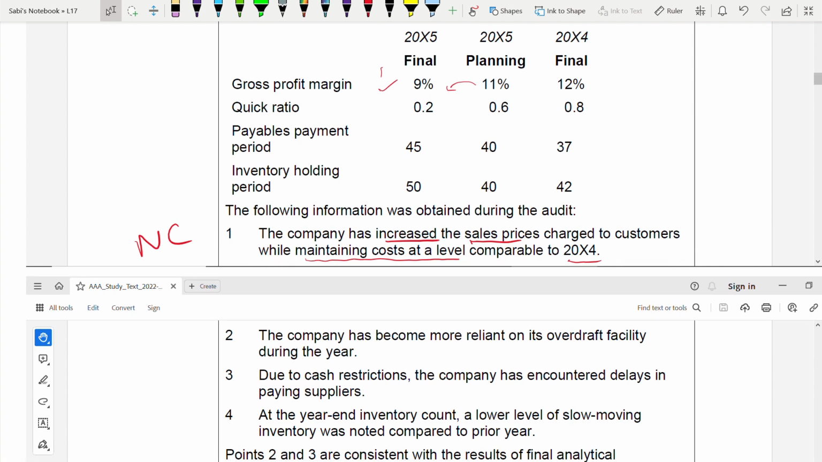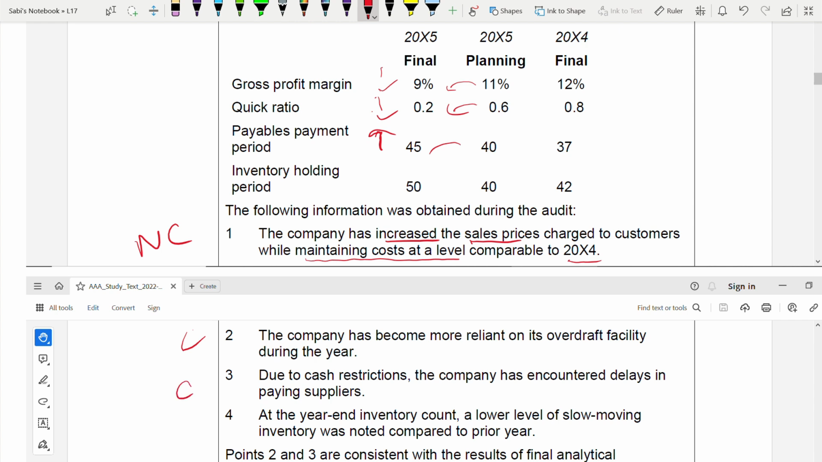Second point, the company has become reliant on its overdraft facility. If it becomes reliant on overdraft, the quick ratio should decline, and it declined. The quick ratio declined. This is consistent. Third, due to cash restrictions, the company encountered delays in paying suppliers. Yes, because the payable period increased. So this also is consistent.